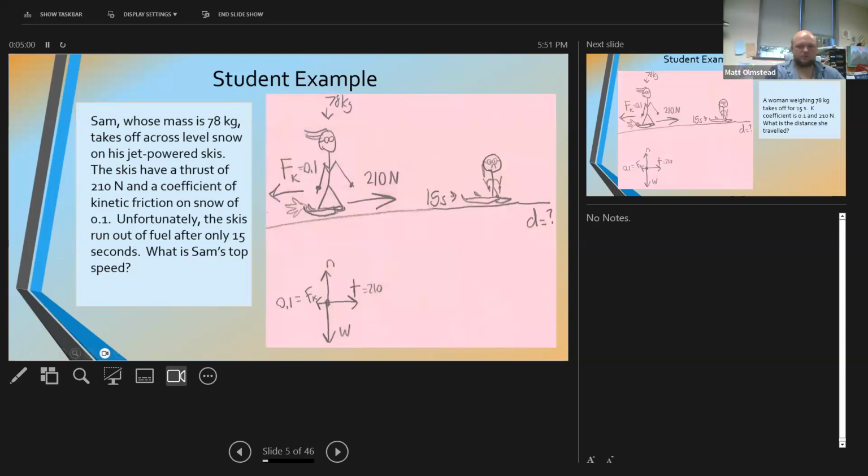Hey, it looks good so far. We've got maybe some skis. They've got rockets on them. This idea of how much thrust, how much force was applied to it. But if we look over here, there's a couple of funny things. Remember, the question was, what is the top speed? This picture is looking for a distance.